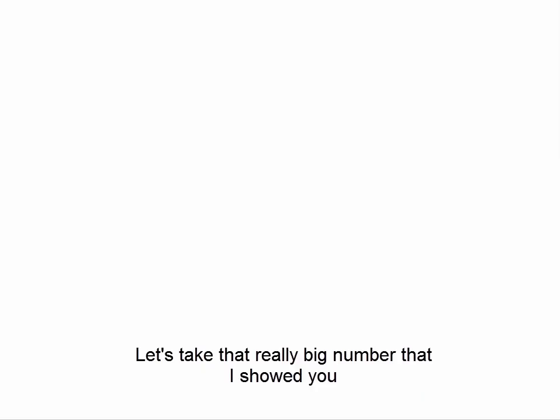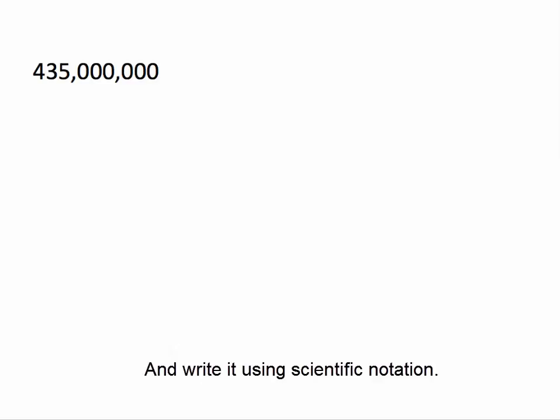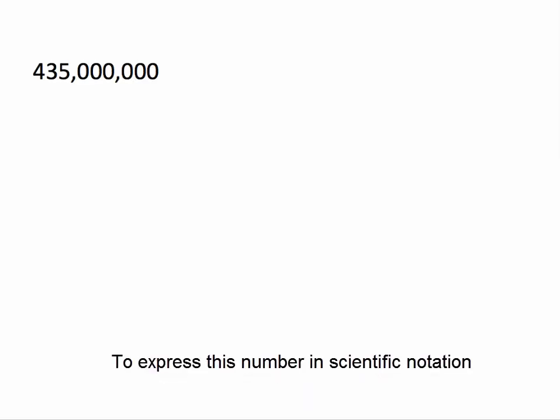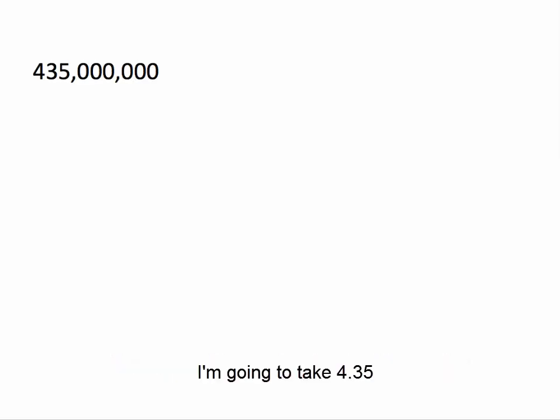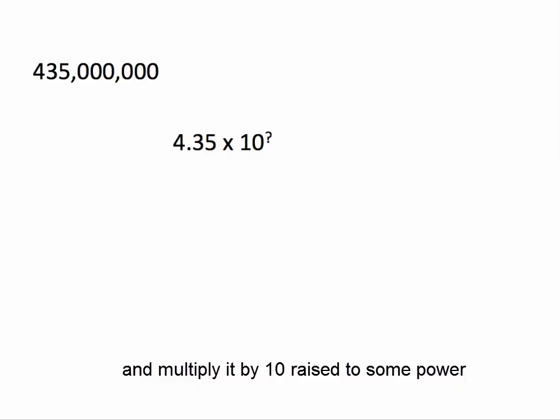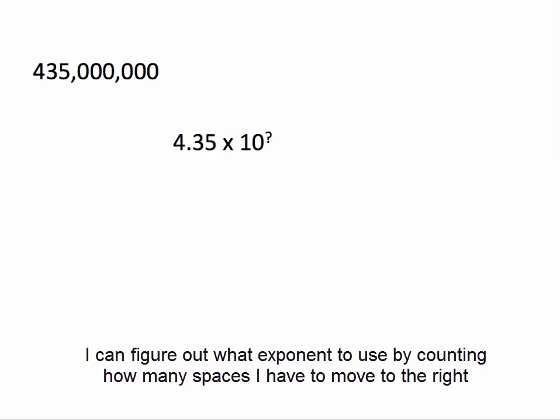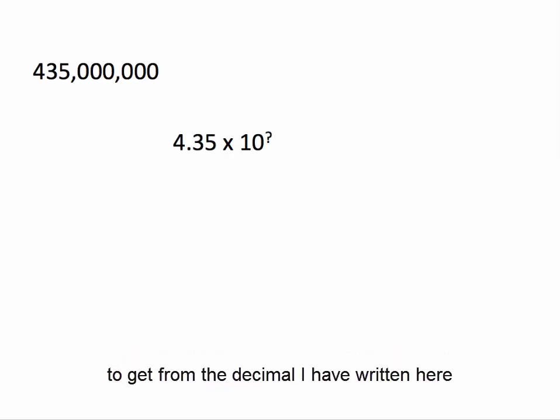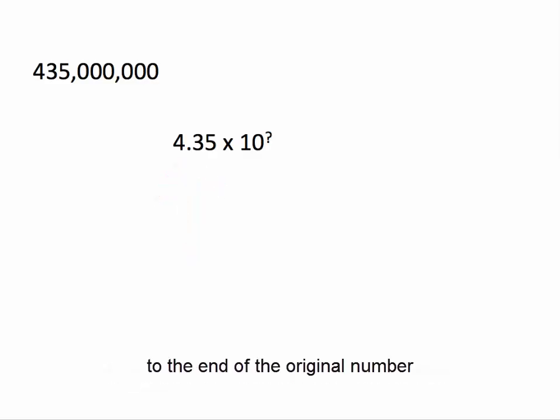Let's take that really big number I showed you and write it using scientific notation. To express this number in scientific notation, I'm going to take 4.35 and multiply it by 10 raised to some power. I can figure out what exponent to use by counting how many spaces I have to move to the right to get from the decimal I have written here to the end of the original number. 1, 2, 3, 4, 5, 6, 7, 8.